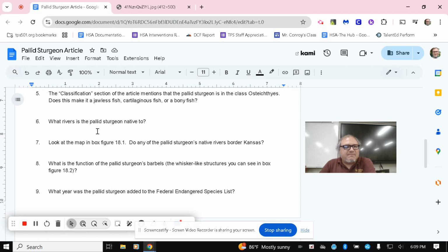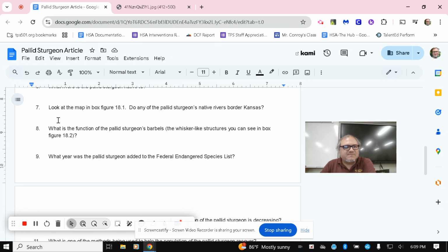6, what rivers is the pallid sturgeon native to? Again, there is both some written context there, but there's also a range map given in that article that you can use as a reference. 7, look at the map in box figure 18.1. Do any of the pallid sturgeon's native rivers border Kansas? Again, make sure that you can identify it because Kansas is not explicitly stated on that map, but as long as you kind of know the shape of the state and you can kind of reference where Missouri is relative to Kansas, you should be able to determine the answer here for number 7.